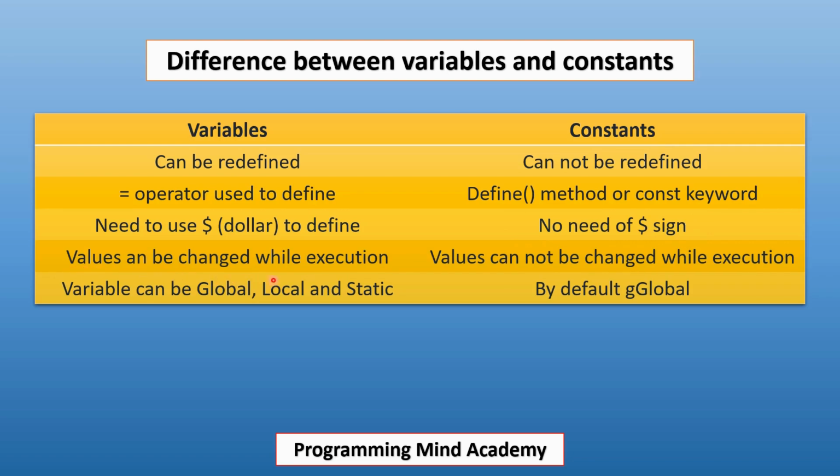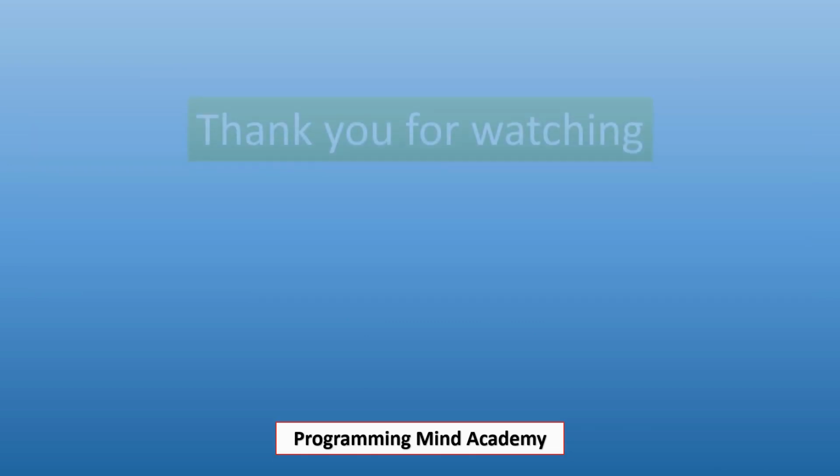Values can be changed during execution for variables, but values cannot be changed during execution for constants. A variable can be global, local, and static, but constants by default are global. So this is the difference between variables and constants.